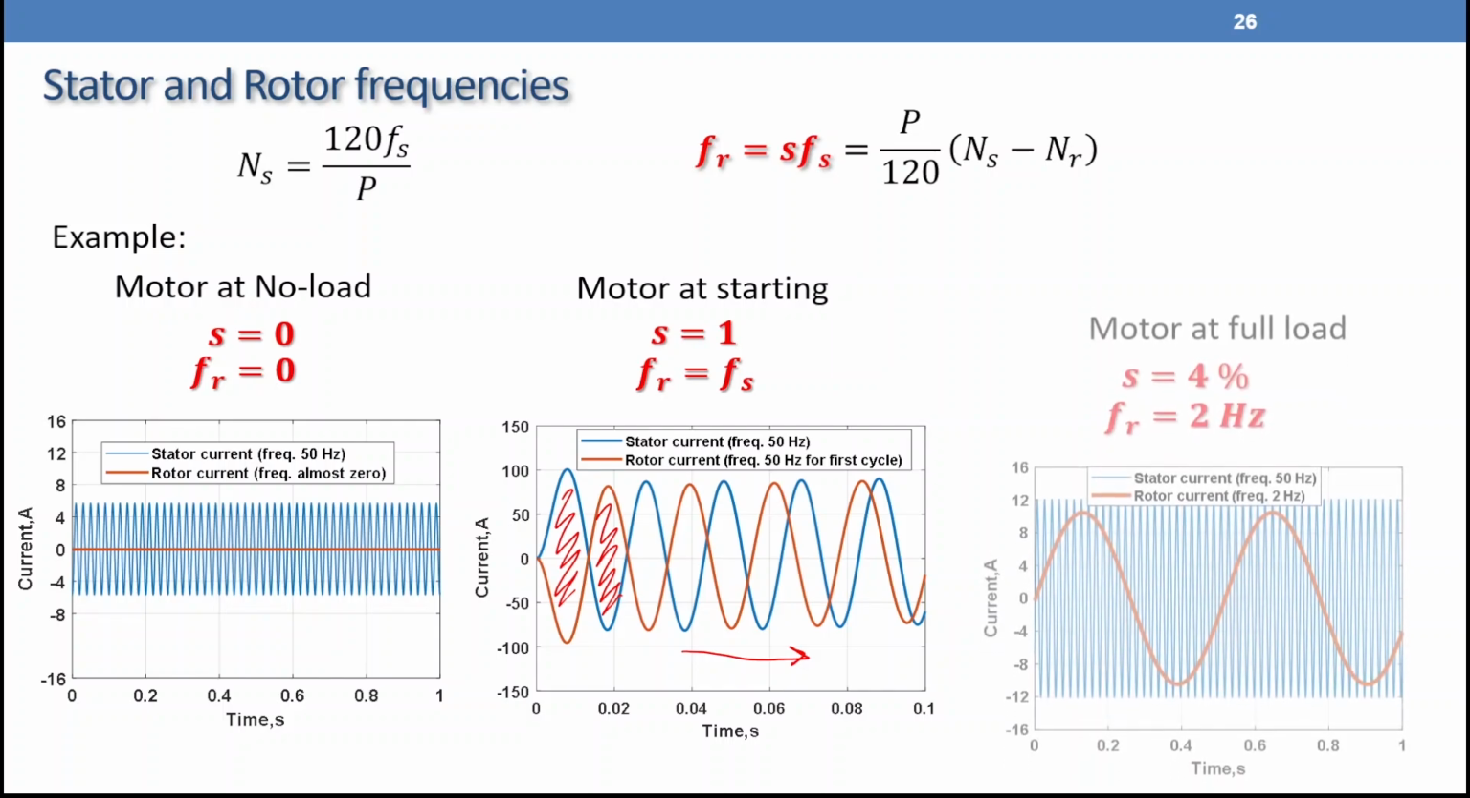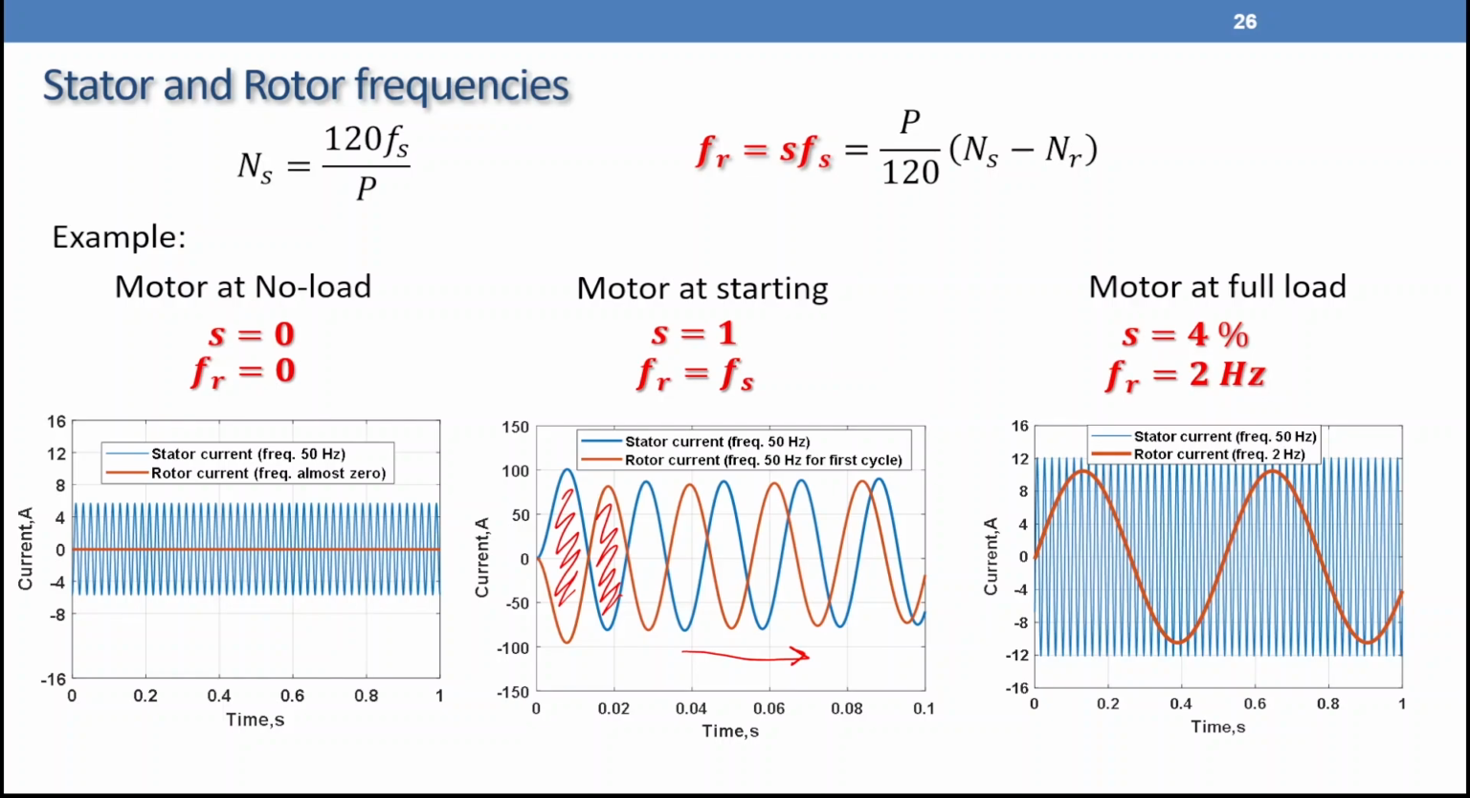When we reach the loading conditions, I choose here the full load conditions. I put S equal 4%, or we can say 0.04. We substitute in the equation (ns minus nr) over ns. So fr equals 2 hertz, as we can see here. That is 2 cycles in 1 second, so one cycle will be 0.5 seconds. So that one is 2 hertz.